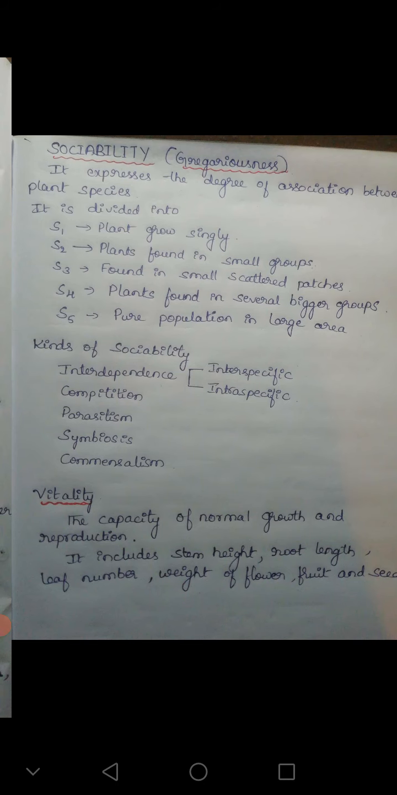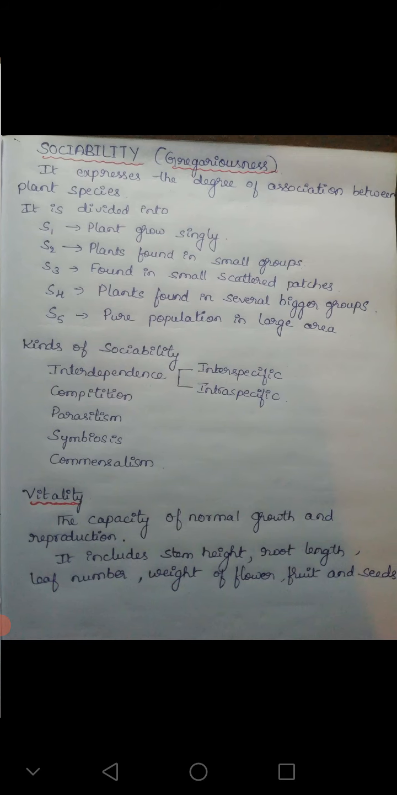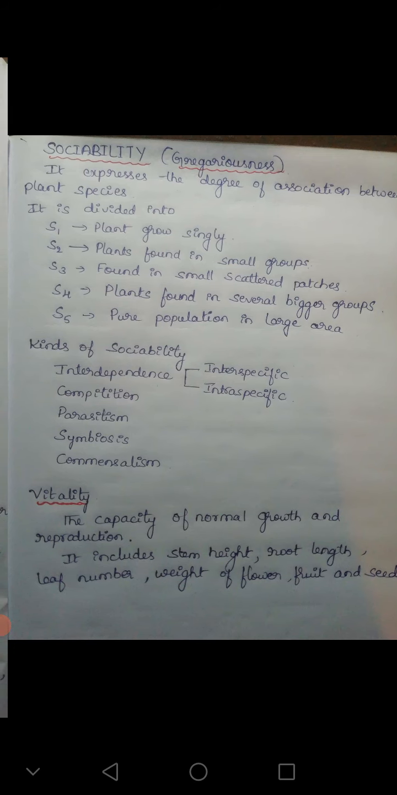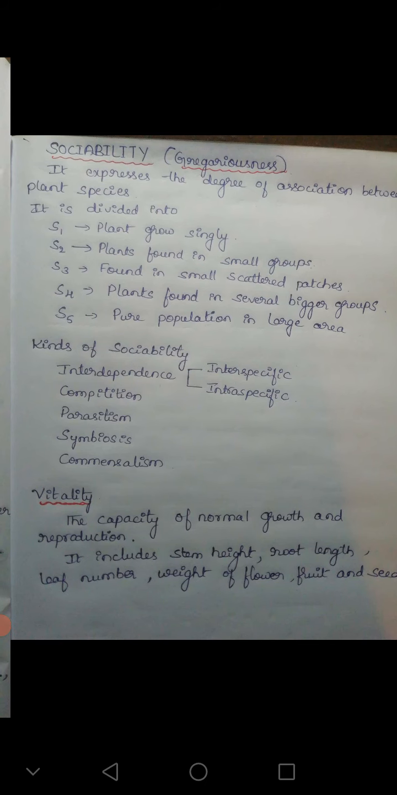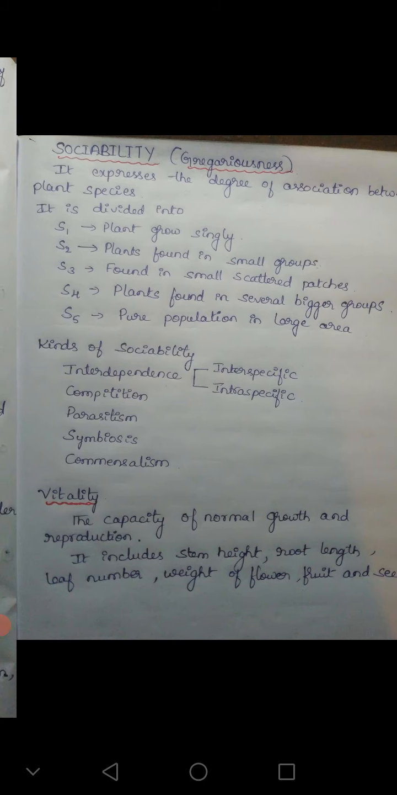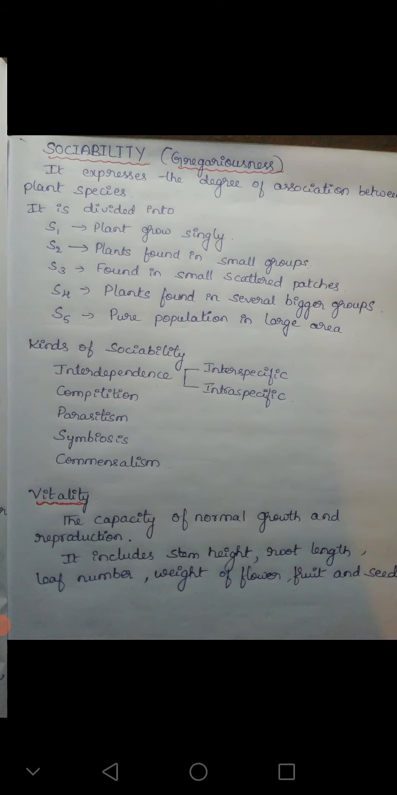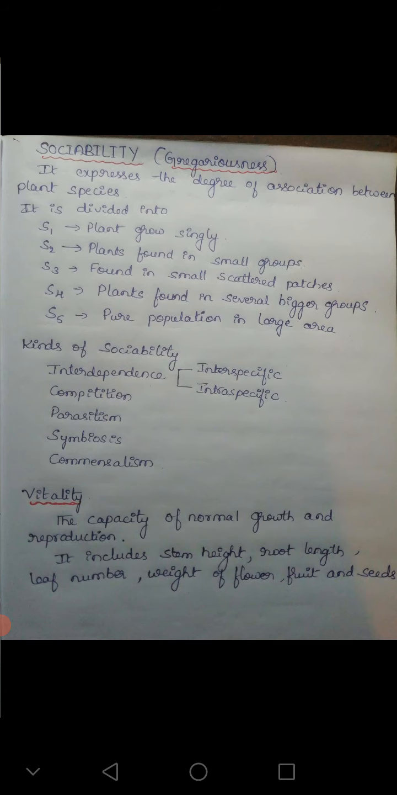Next is vitality, the capacity of normal growth and reproduction. That includes stem height, root length, leaf number, weight of flower, fruit and seeds. That is vitality, means the capacity for the normal growth and reproduction of the plant is called plant vitality. This is about the qualitative analysis of the plant.